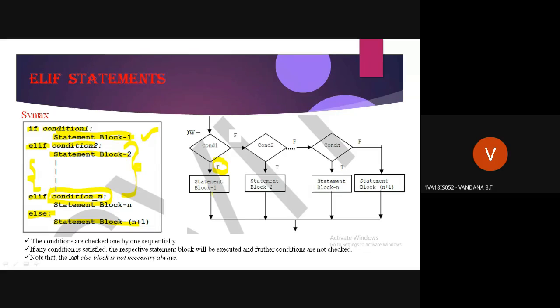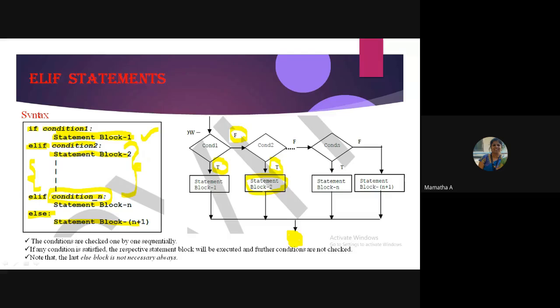After executing block 1, it comes out and goes to the rest of your program. Are you seeing this? Suppose condition 1 is false. Then where does the control go? To condition 2. If condition 2 is true, it will evaluate and execute which block?